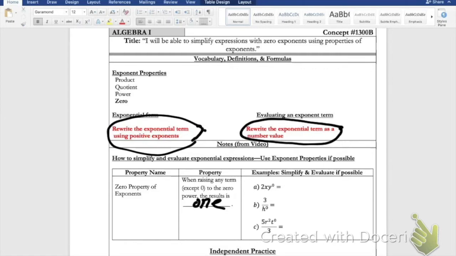Hold on, let me just make my pen a little smaller so I can write a little better.